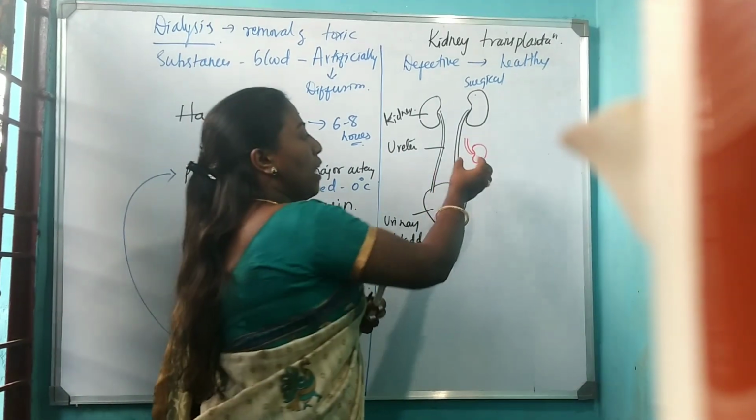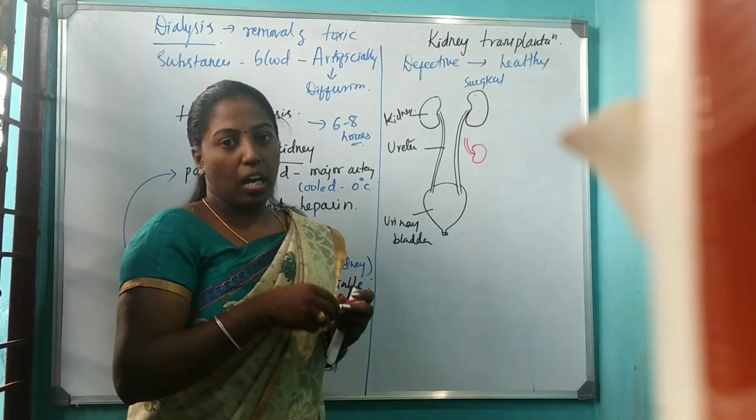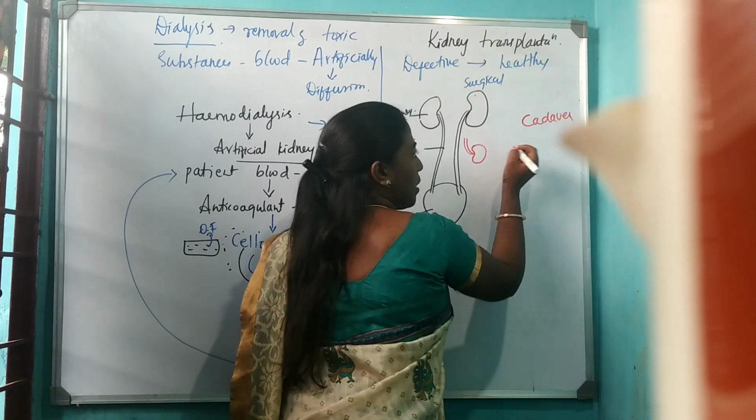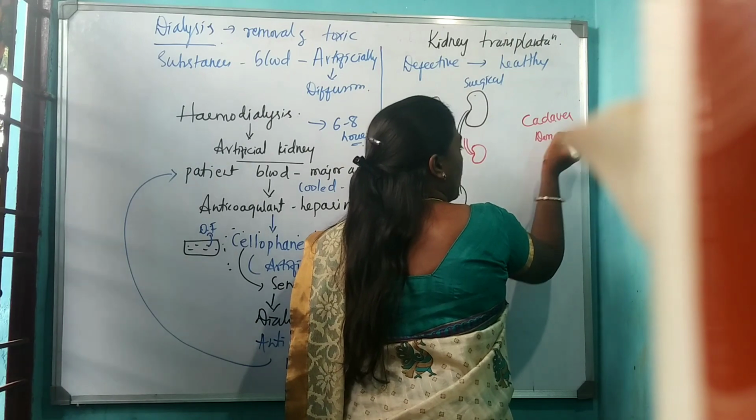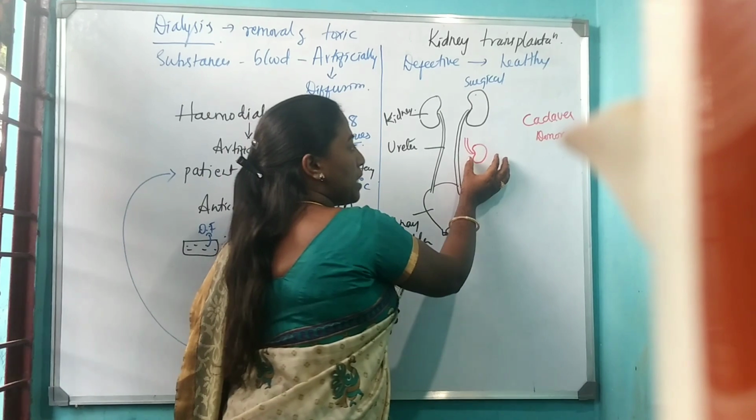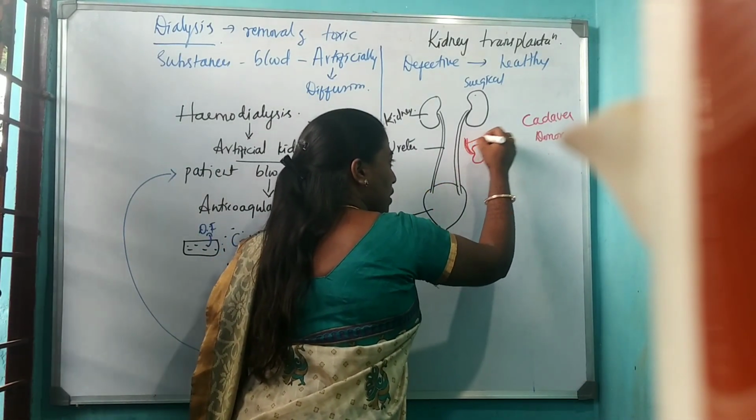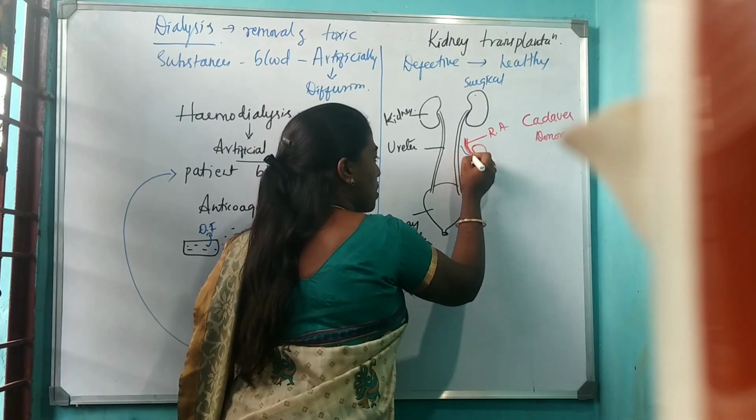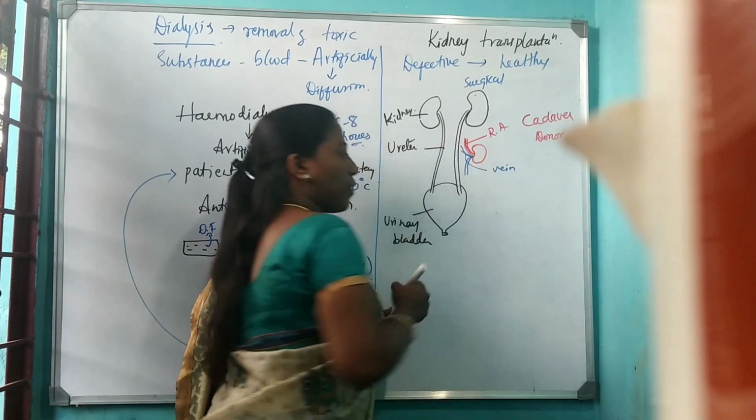The kidney can be taken from a donor or from a recently deceased person, which we call a cadaver. So the kidneys can be taken for transplantation from a cadaver or from a donor. This is a kidney taken from the donor, this is a renal artery and this is a renal vein, and a small part of the ureter will be there.